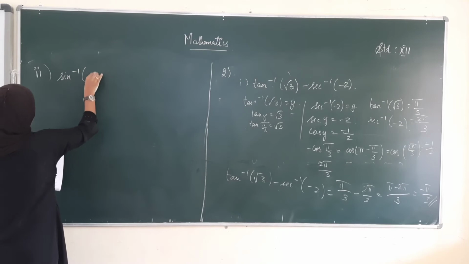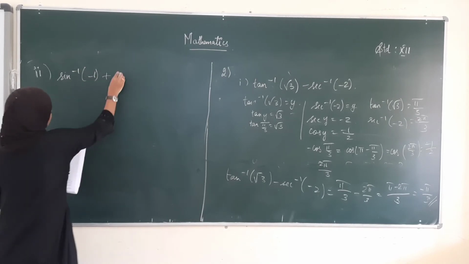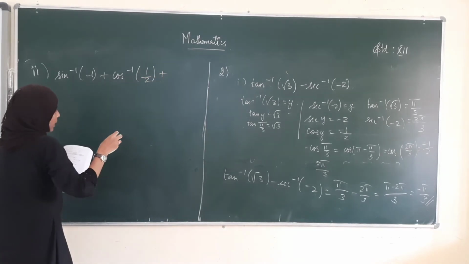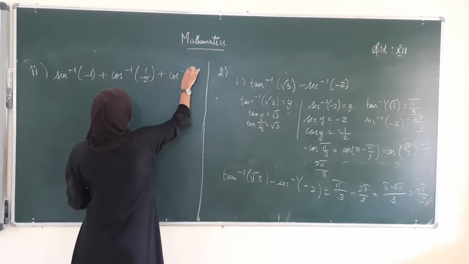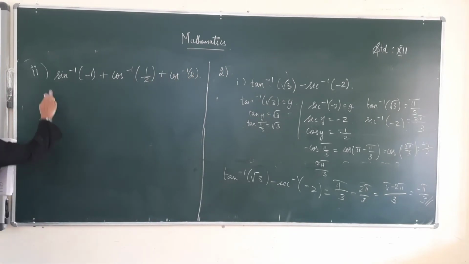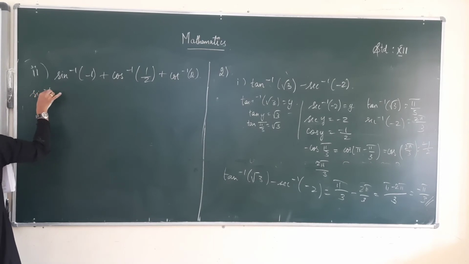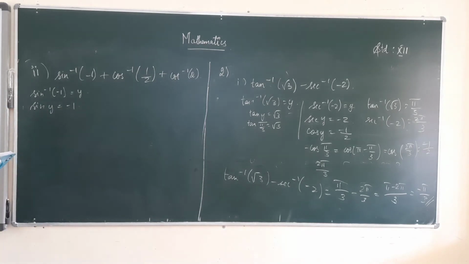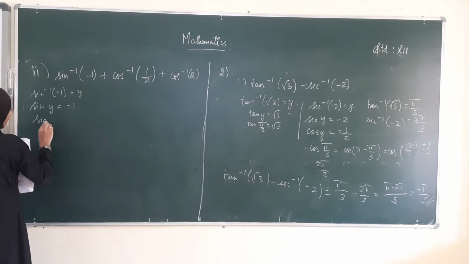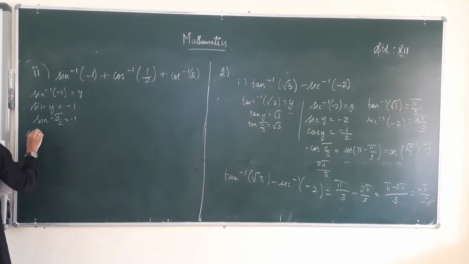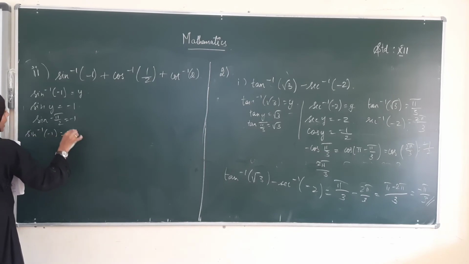Sin inverse of minus 1 plus cos inverse of 1 divided by 2 plus cot inverse of 2. Now, let us take this. Sin inverse of minus 1 is equal to y. Then sin y is equal to minus 1. For what values of y do we get sin y equal to minus 1? Sin of minus pi by 2 is equal to minus 1. Therefore, sin inverse of minus 1 is equal to minus pi by 2.